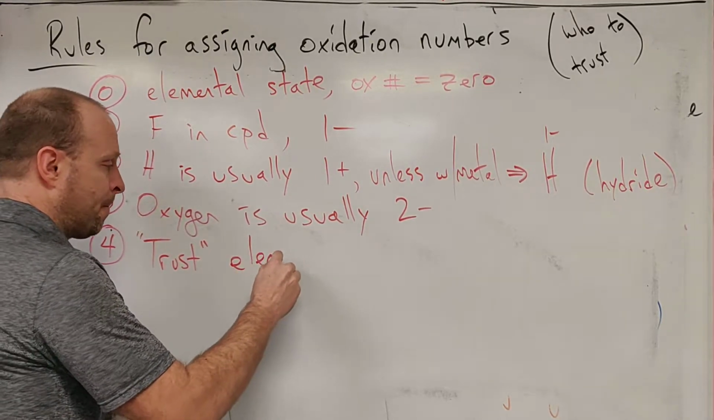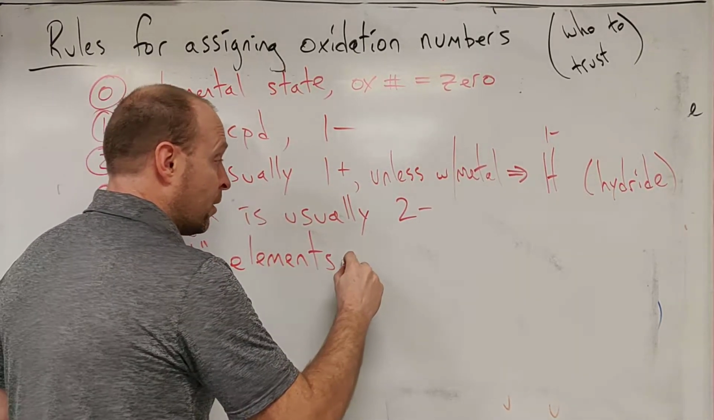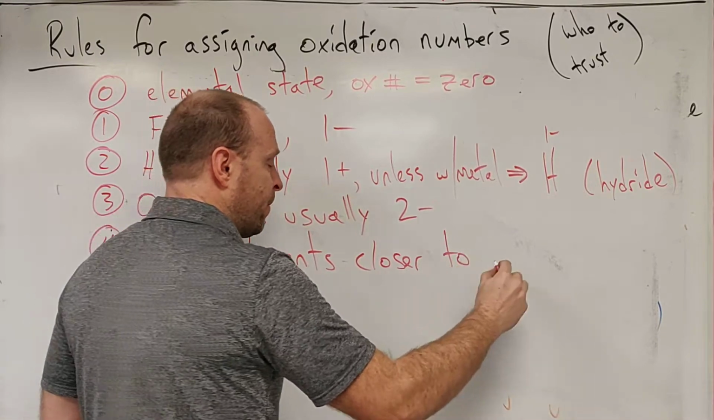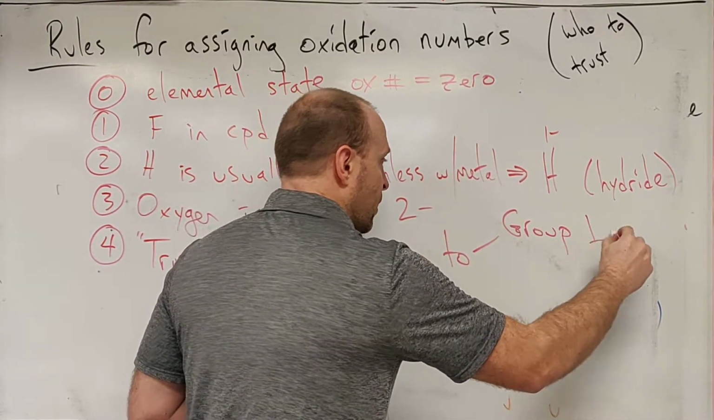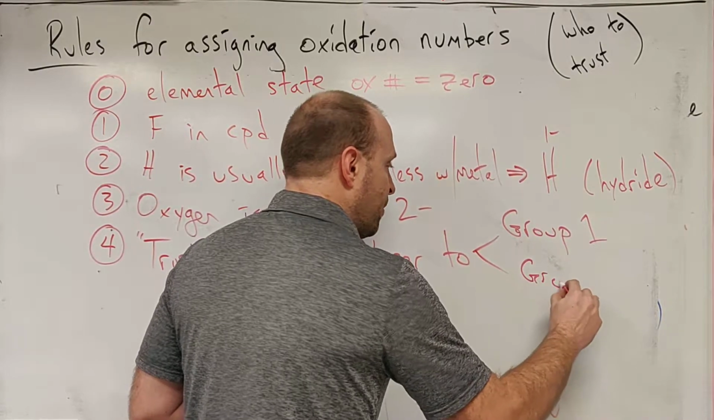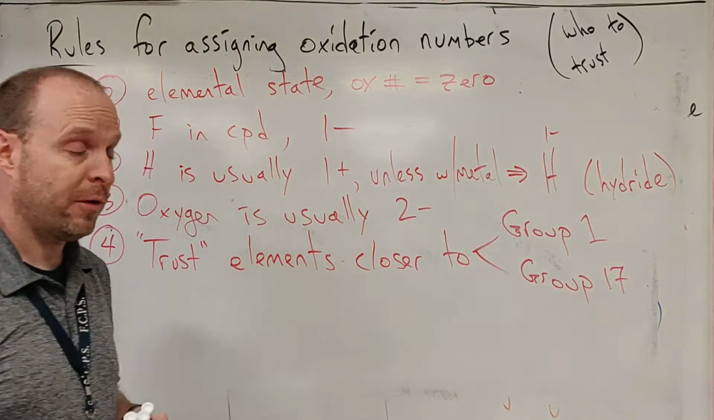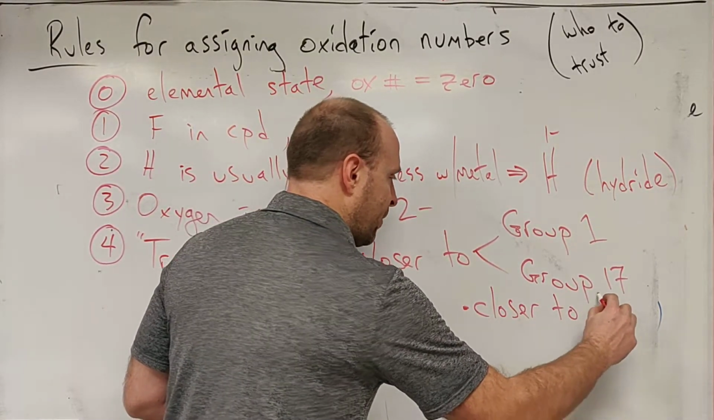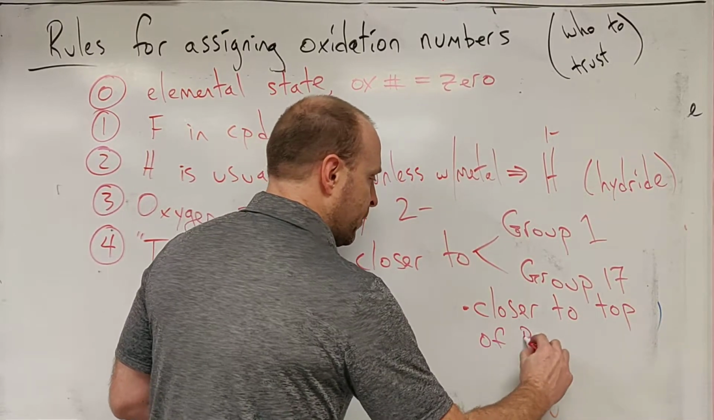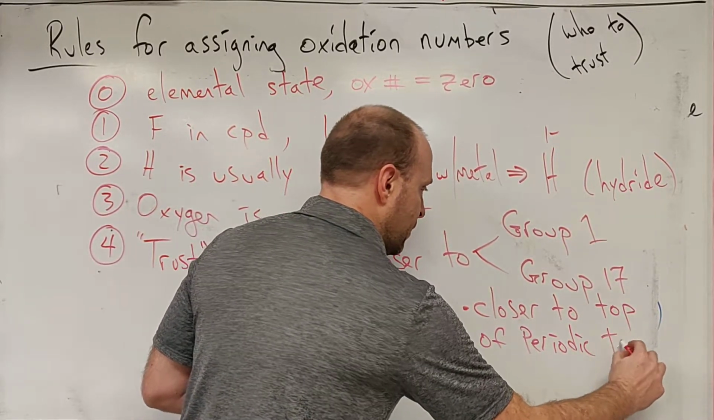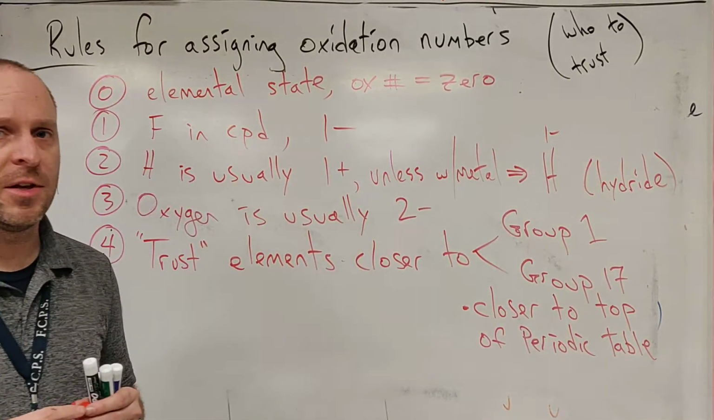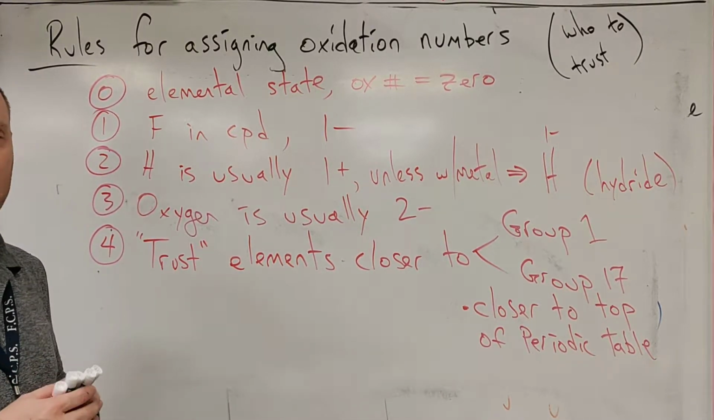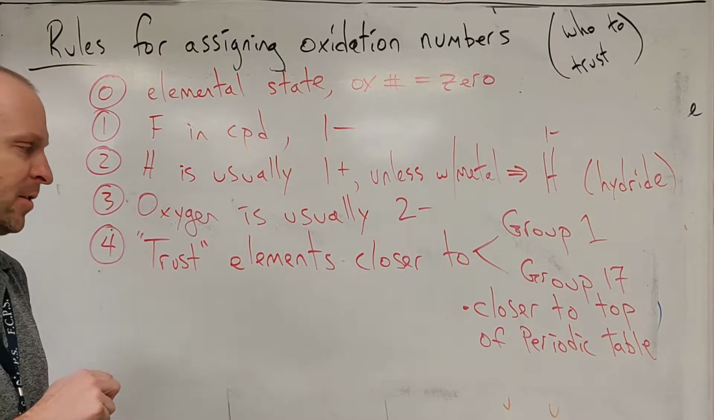Trust elements in group 1. Well, in fact, let's say closer to group 1, group 17. And what if they're both in the same group? And we might say closer to the top of the periodic table. All right, and that applies to things that are in the same group. So if you had to choose between nitrogen and phosphorus, you'd say, all right, well, nitrogen's closer to the top. That's the one I'm going to have more confidence in its behavior.